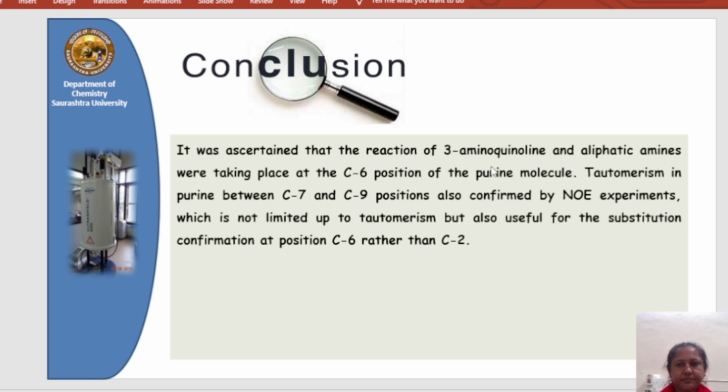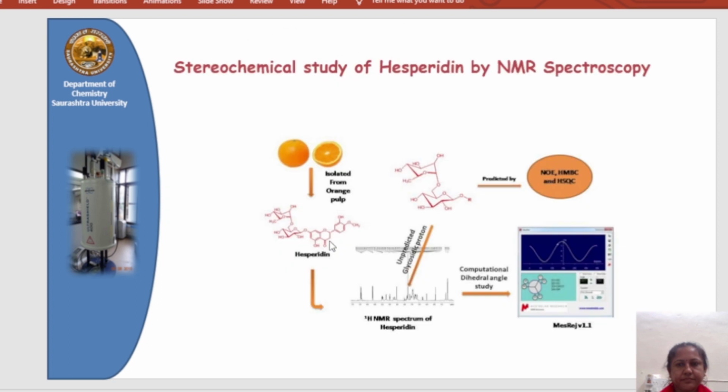It is uncertain whether the reaction of 3-aminophenolate and aliphatic amines takes place at the C6 position of the purine molecules. Tautomerism in purine between the C7 and C9 positions is also confirmed by NOE experiments, which are not limited to tautomerism but are also useful for confirming substitution at C6 rather than C2.